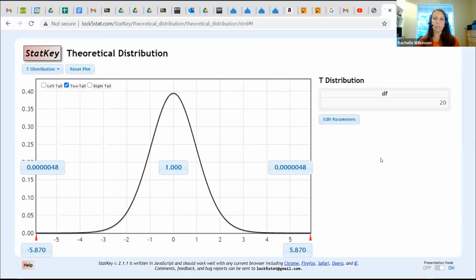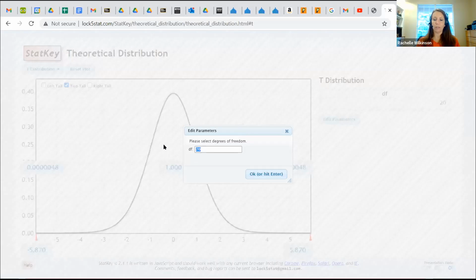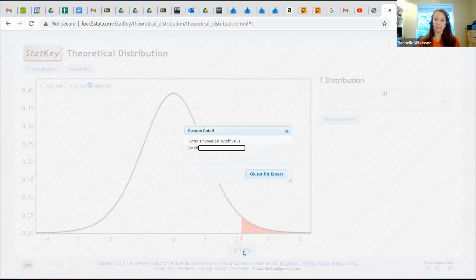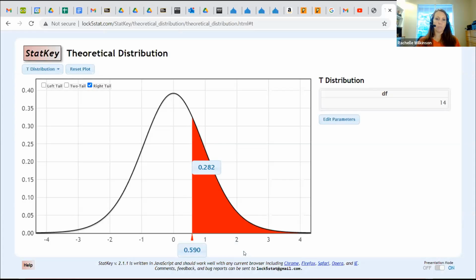And then the last one, we had 14 degrees of freedom. So I put in my degrees of freedom. It was a one-sided test, and my test statistic was positive. So I'm going to click on right tail. And my test statistic was 0.59. So I put that in there. And then my floating box, the 0.282, would be my p-value.